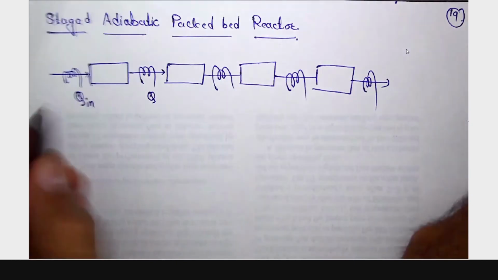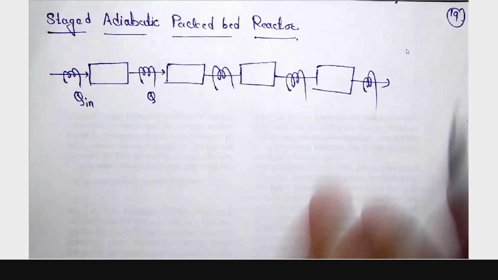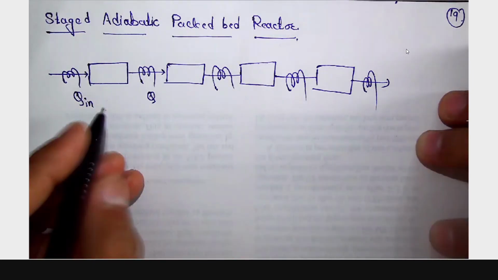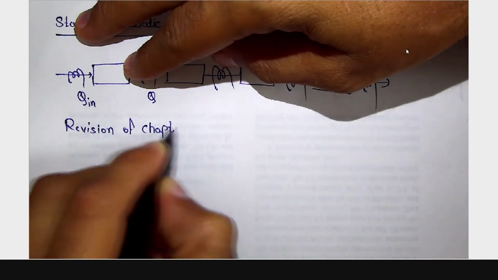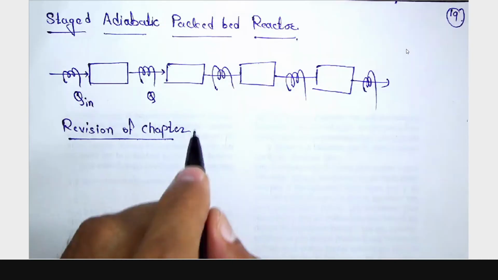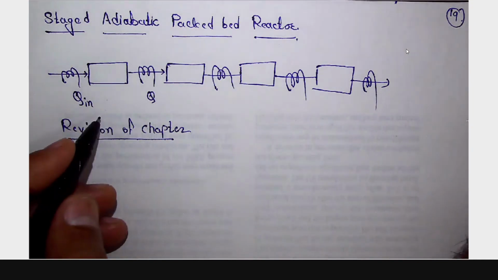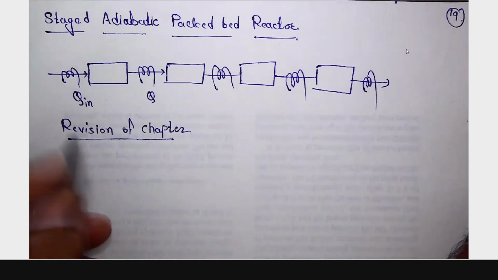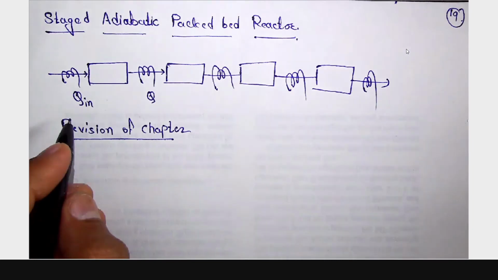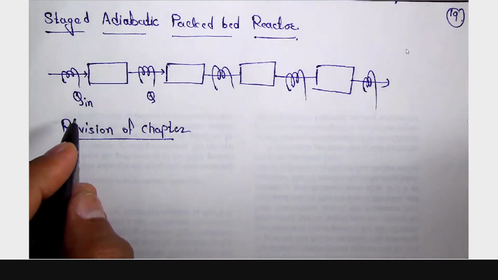So for an exothermic reaction, if you plot the curve for conversion, and this you have studied, I asked you to revise chapter number 1. I don't know how many of you have done it, but if you see chapter number 9, there you can understand the effect of temperature on the reaction for various reactions. So for exothermic reaction, and this is in chapter number 9, okay? Remember.